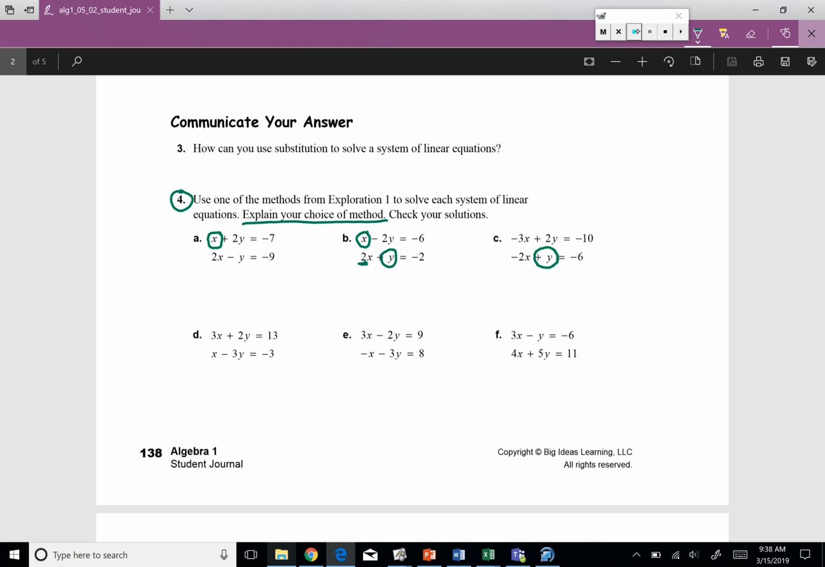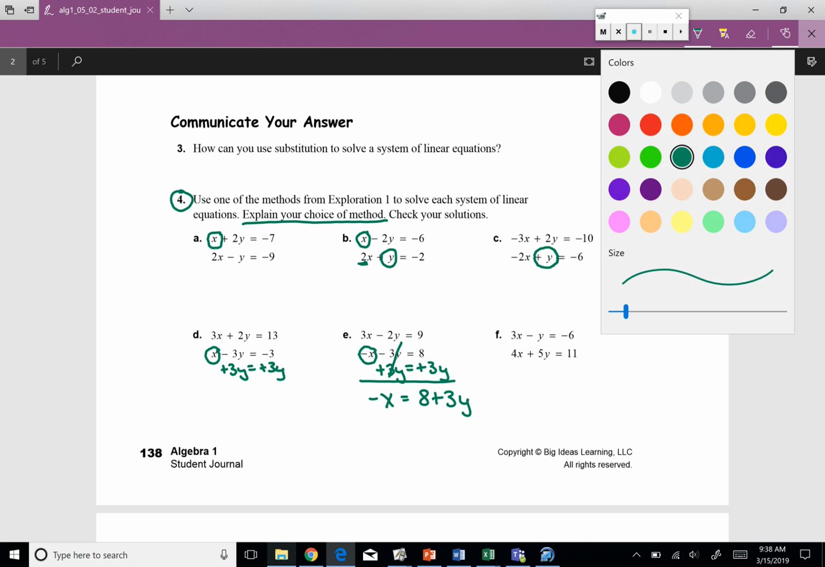In letter D, I would choose x in the second equation. To get x by itself, all you would have to do is add 3y to the other side. You wouldn't have to do anything extra, there's no extra division. In letter E, I would choose the negative x. And now I do want to talk about letter E. I didn't ask you to solve for these. To get that x by itself, we would add the 3y to the other side, but then I'm left with a negative x.